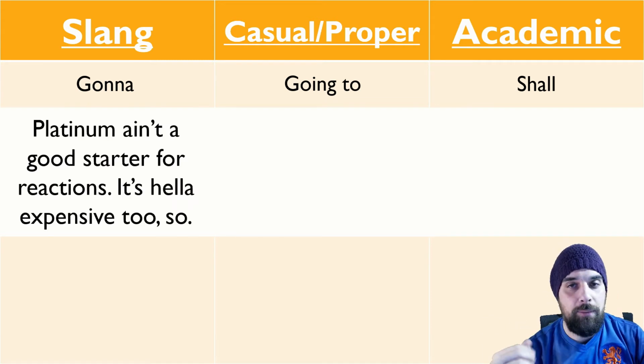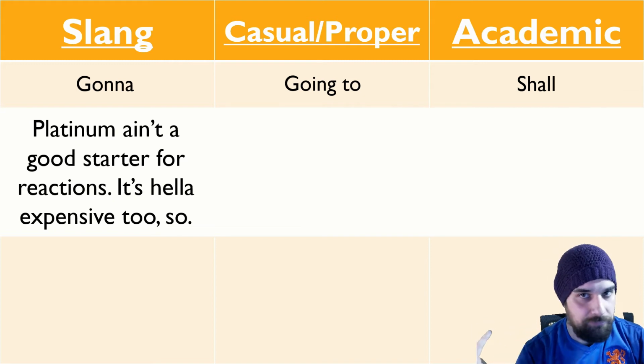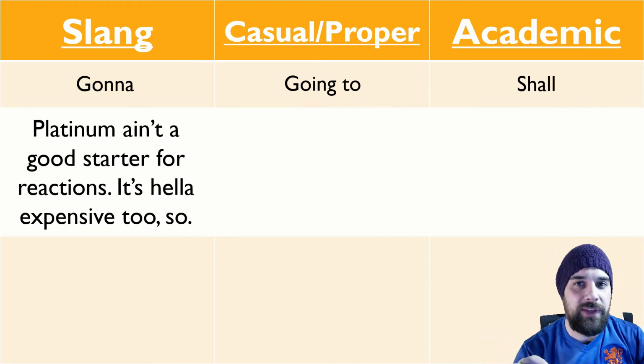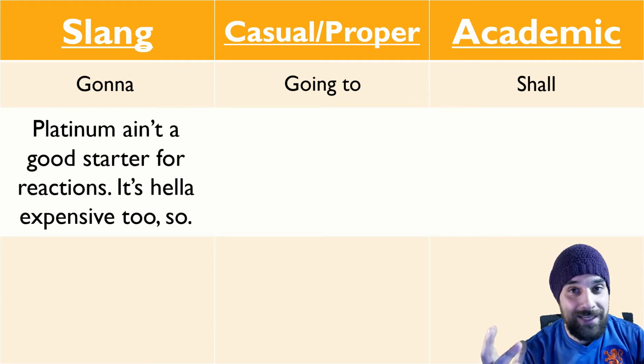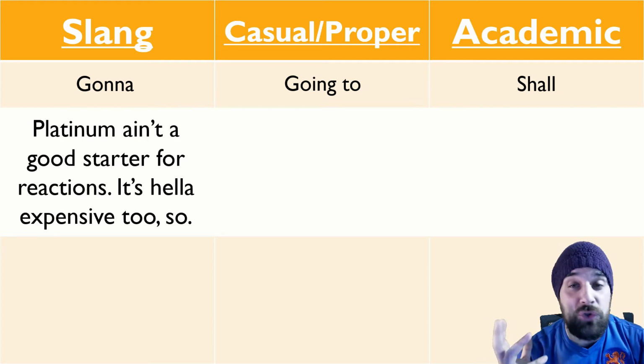So how about this one? Platinum ain't a good starter for reactions. It's hella expensive too, so... Now, there's quite a few things wrong here. Obviously, we have some weird words like ain't and gonna. That's fine. But notice at the very end of the sentence I have so. The reason that that's wrong is that's how you speak. You end sentences with so when you speak. That's fine. There's nothing wrong when you speak.